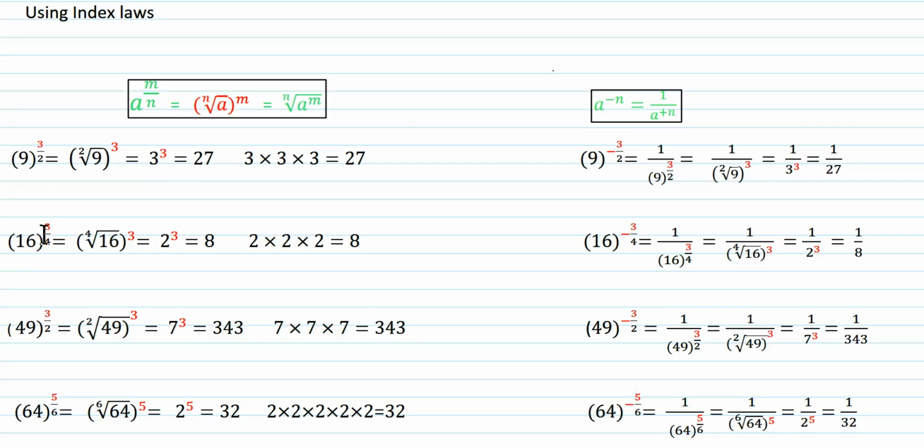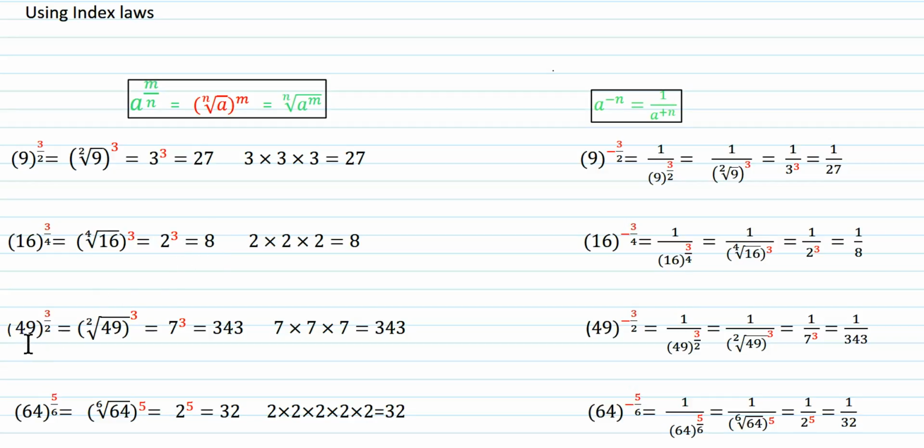Now 16 raised to the power 3 over 4 means that we find the fourth root of 16. So one number multiplied by itself 4 times gives me 16, raised to the power 3. The number which multiplies by itself 4 times to give you 16 is 2. 2 times 2 is 4, times 2 is 8, times 2 is 16, and this 2, the fourth root of 16, is raised to the power 3. So it's 2 times 2, which is 4, times 2 is 8, so it's 8.